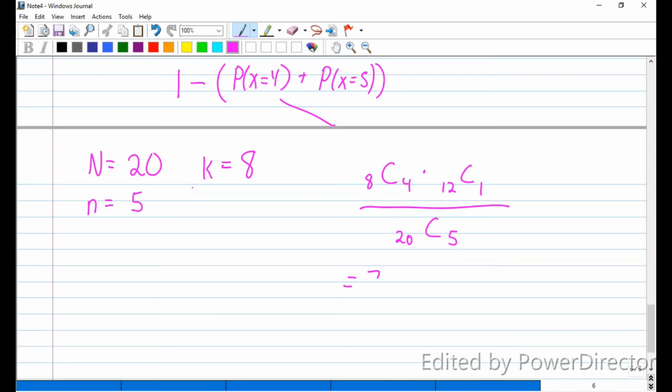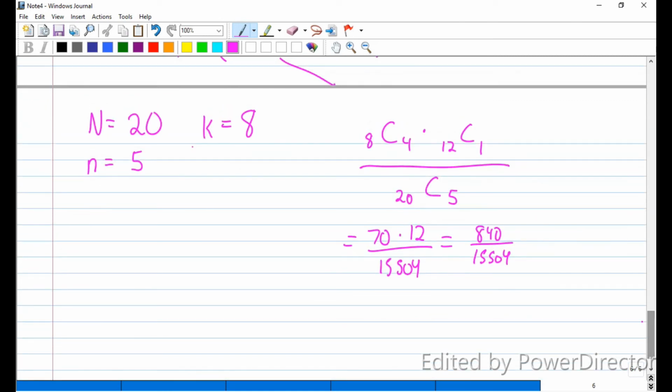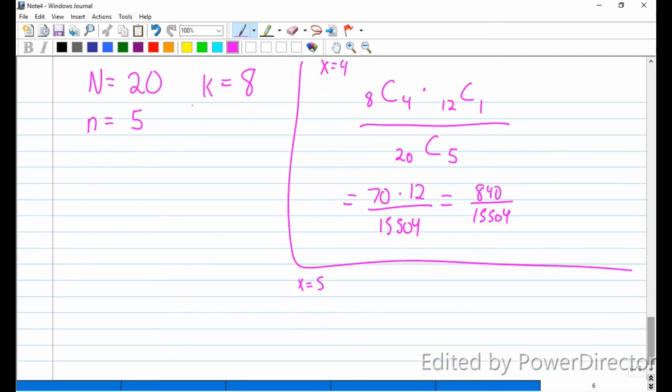So 8C4, that's going to be 70. 12C1, so it's going to be times 12, over 20C5, which is 15,504. All right, so that is 840 over 15,504. That's for x equals 4. Now we're going to do x equals 5, and we'll add those two together and subtract from 1.